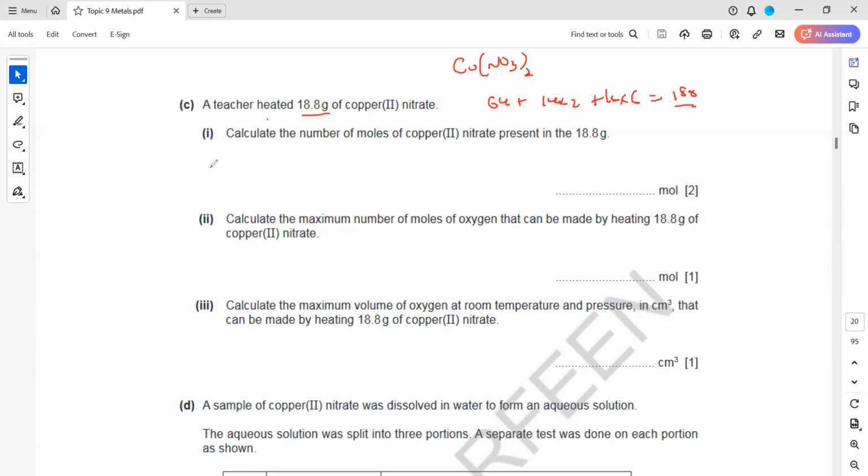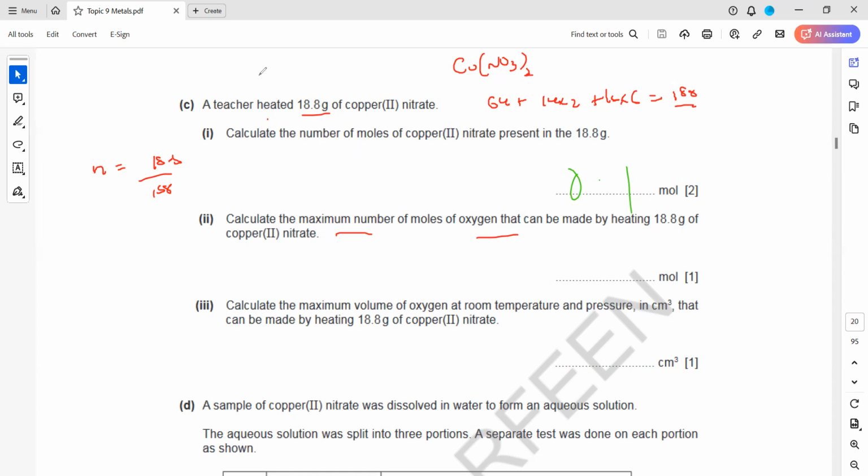Number of moles. How to get the number of moles? Moles equal mass in gram divided by molar mass. So 18.8 divided by 188. This will give us the moles. Then calculate the maximum number of moles of oxygen. How to work out the moles of oxygen?